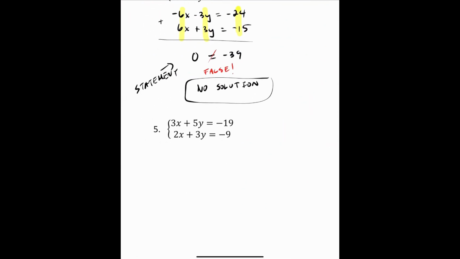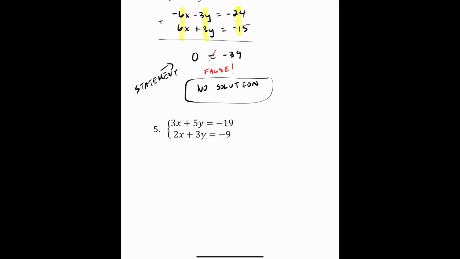Second to last problem, we have 3x plus 5y equals negative 19, and positive 2x plus 3y equals negative 9. Now, the trickiest thing about number 5 is that we are so used to multiplying each term by a certain number for one equation, and we were able to create opposites that way. However, that's not the case with number 5 because there is no coefficient of 1 anywhere. So if we look, we have 3x and 2x, we have 5y and 3y, and then we have negative 19 and negative 9, but we don't really care about the constants. We're focusing in on the x's and y's.